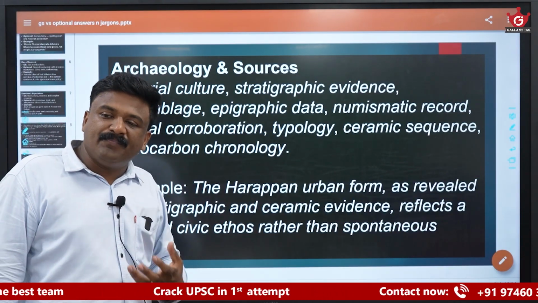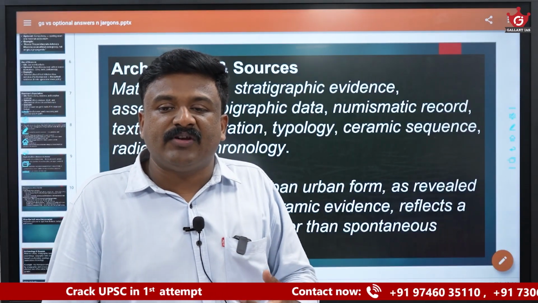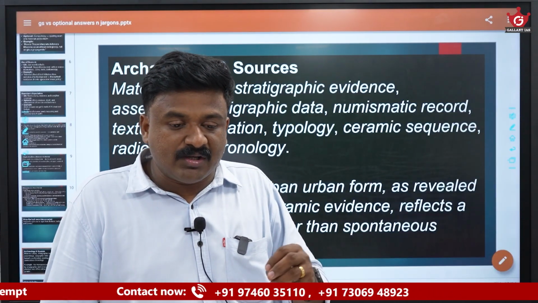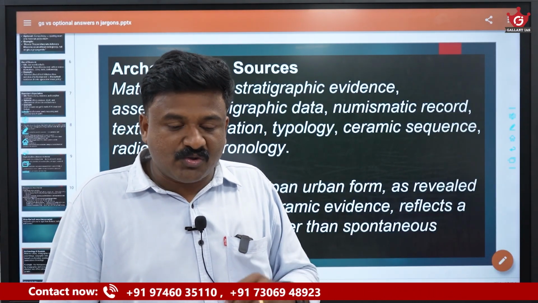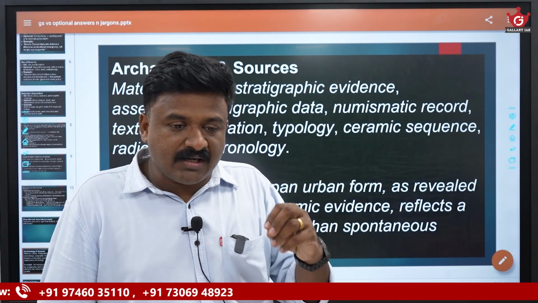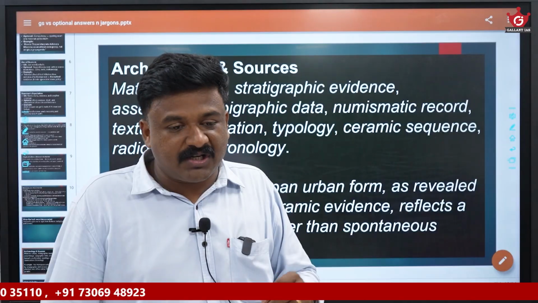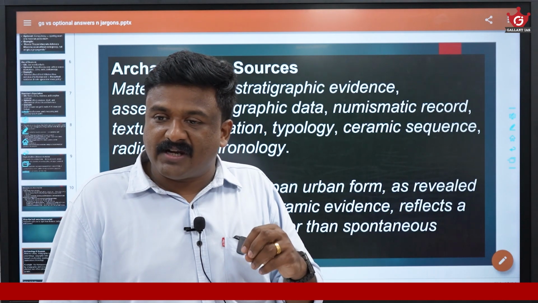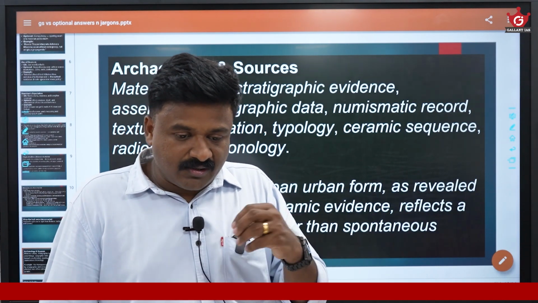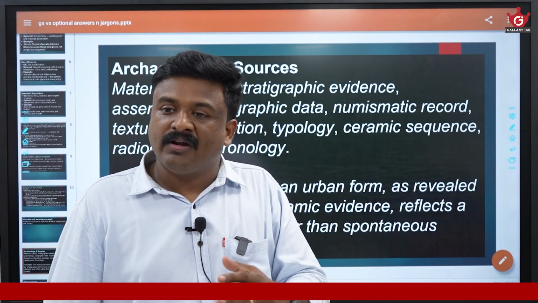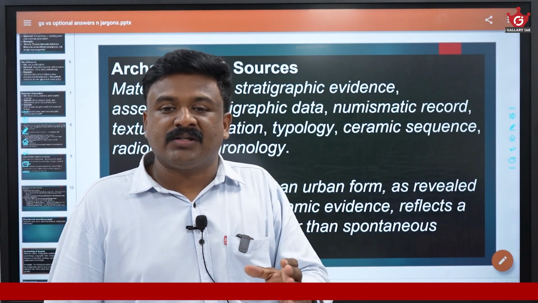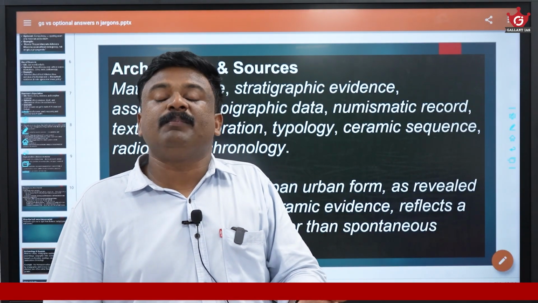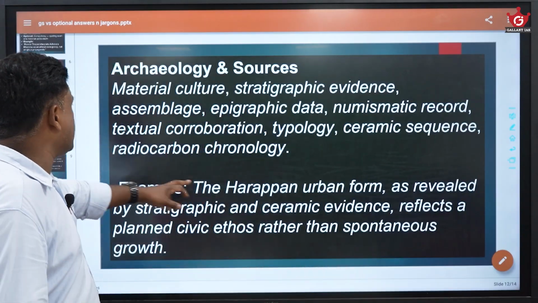So bring some change, for which you must have popular keywords for archaeology, evidences and sources, for Indus civilization, for the religion and culture of ancient times, for economy, for society, for social divisions, or for educational developments of ancient times. For everything, you set a template, the essential keywords for each theme of ancient, medieval, modern times, that can be used in your history optional answer.